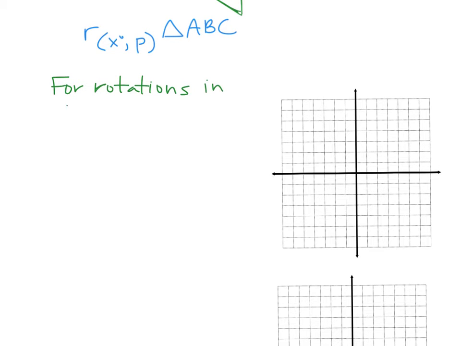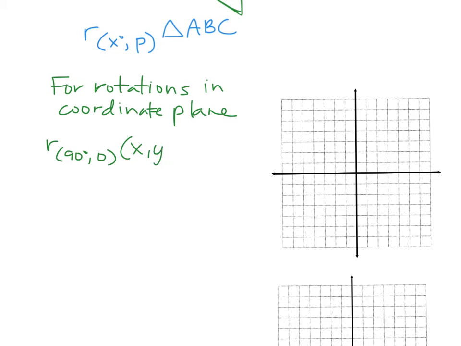So for rotations in the coordinate plane, you will have this. If you do a rotation of 90 degrees around the origin, O for origin, of some point XY, that point, when you rotate it 90 degrees, becomes the opposite of your Y value followed by your X value. So it takes those values, flips where they are in the setup, and makes the first one negative now.